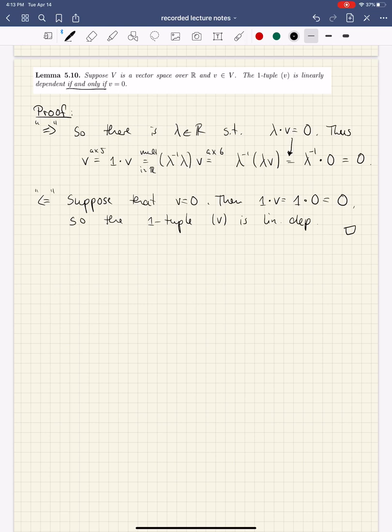So as I said, this is not a really deep statement at all. It's just a tool we want to have handy later on, pretty much when we're going to do something by induction on the length of a tuple. What we want to say is that if we have length 1, then being linearly independent is the same as saying that the vector is non-zero.